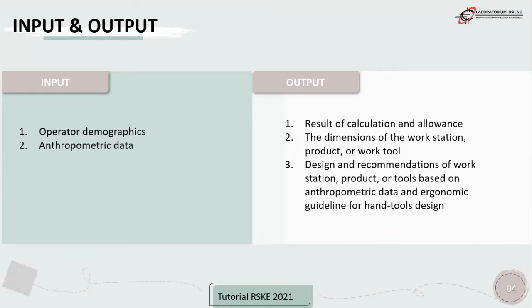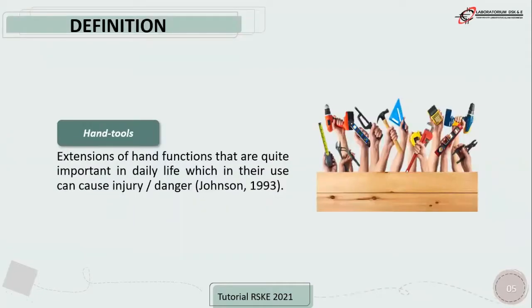And for the output of this tutorial, the first is the result of the calculation and allowance. The second is the dimensions of the workstation, product, or work tool that you have. And the third is the design and recommendation of the workstation, product, or tool based on the anthropometric data and the ergonomic guidelines for Handel's design.